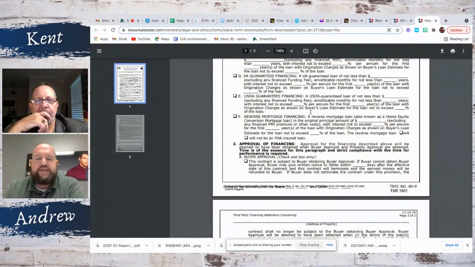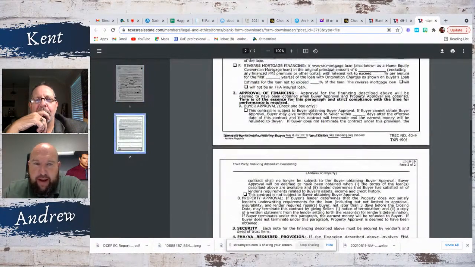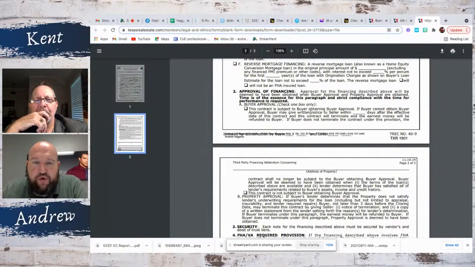Paragraph 2, approval of financing. Approval for the financing described above will be deemed to have been obtained when buyer approval and property approval are obtained. Performance time is of the essence for the paragraph. Strict compliance with the time for performance is required. Now we have 2 boxes here. Buyer approval. This contract is subject to buyer obtaining approval. If buyer cannot obtain approval, buyer may give written notice to seller within blank days after the effective date of this contract. Now, the contract will terminate, earnest money will be refunded to buyer.